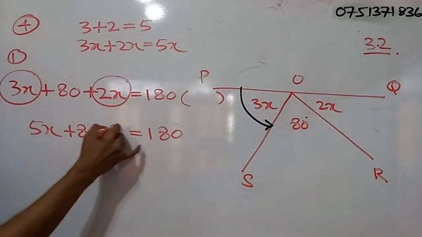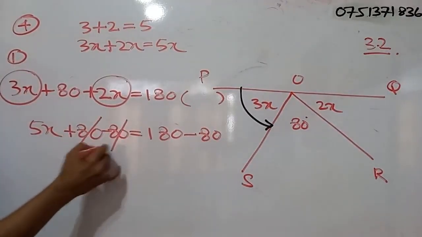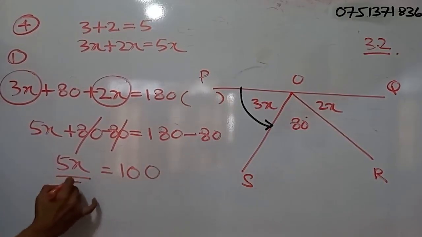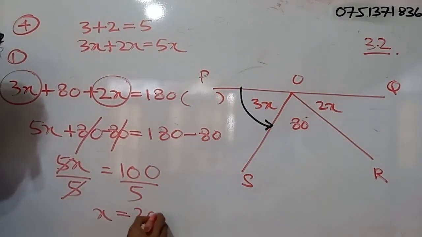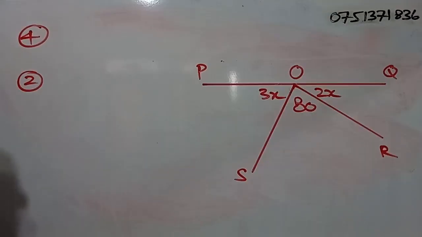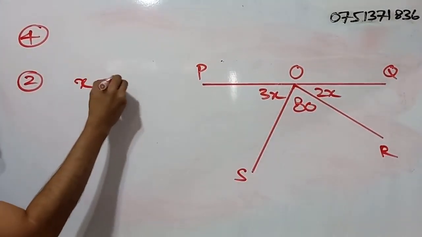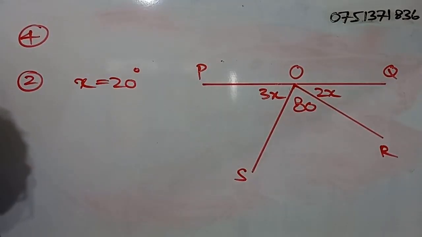Now get rid of this 80. Do the same thing to the other side. 5x equal to 100. So x is 20 degrees. Right. Still we are in question number 4. Under that part 2, find the magnitude of SOQ. So we have calculated the magnitude of x, which is 20 degrees.